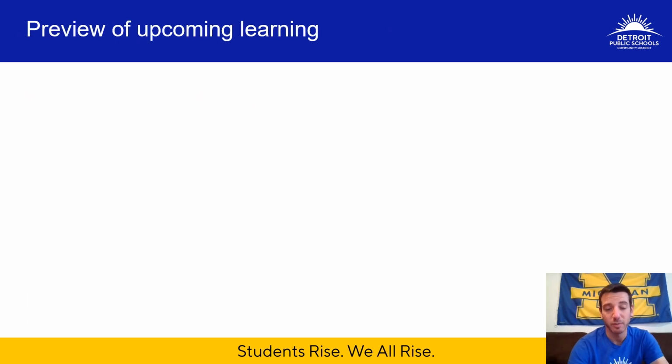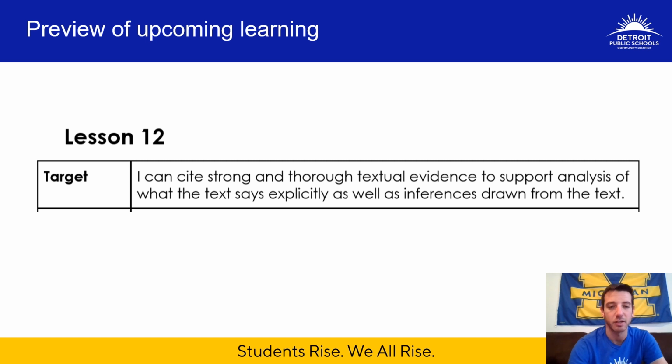Tomorrow's lesson will be lesson 12, and the learning target is: I can cite strong and thorough textual evidence to support analysis of what the text says explicitly, as well as inferences drawn from the text. So you're going to be asked to go back into Civil Peace, and you're going to have to pull out some strong textual evidence that will support you in a deeper analysis of the text.